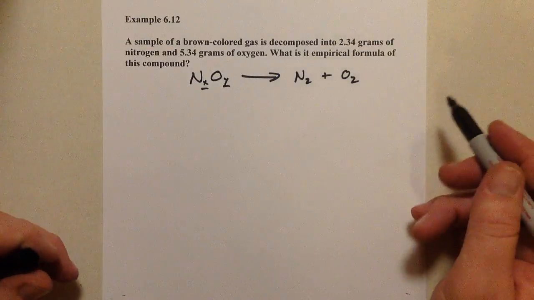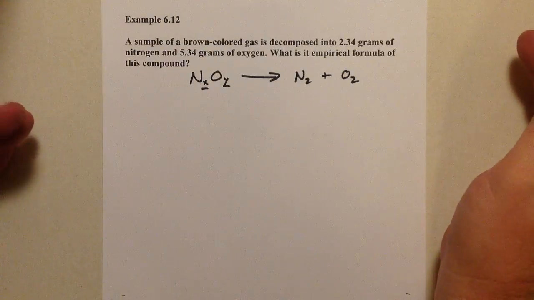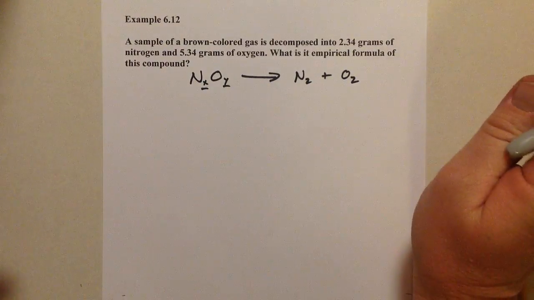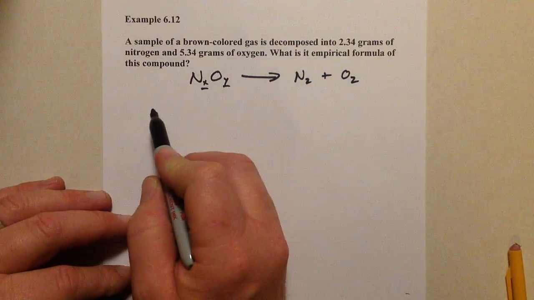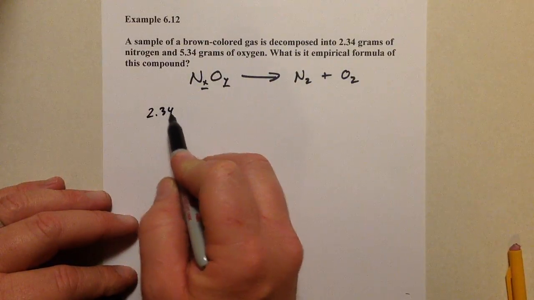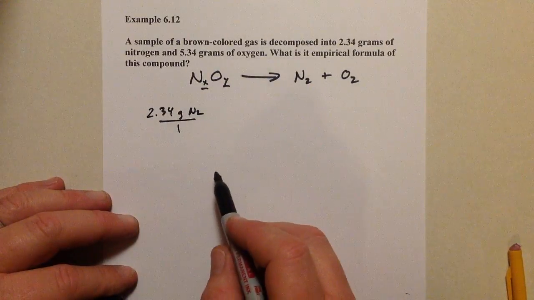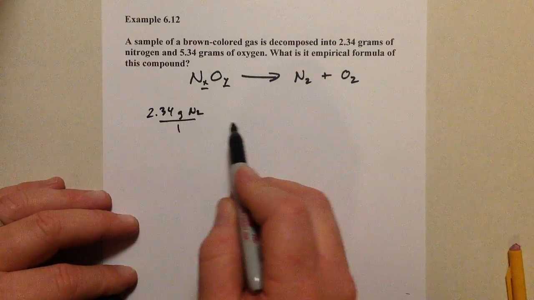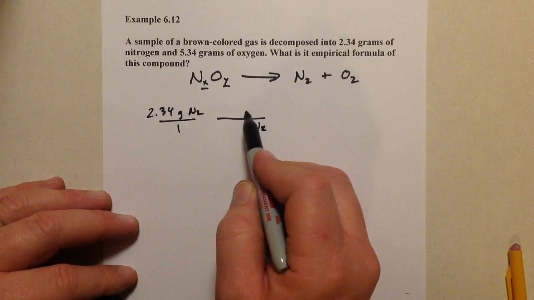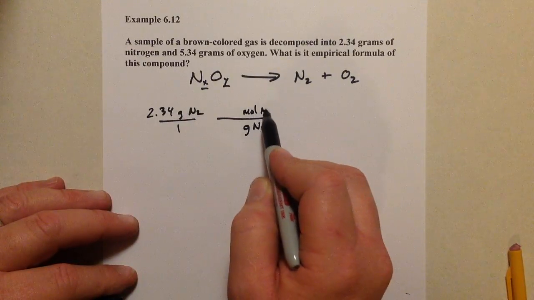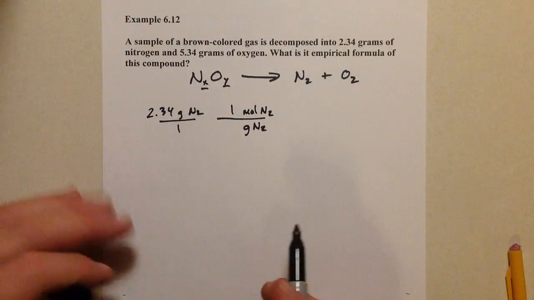Now, the first thing we see here is we got grams and grams. And again, the first thing you should say is, whoa, grams. I can't do anything with grams. So let's figure out just how we've done this before. How do we turn 2.34 grams of N2, put it over 1, into moles? Well, we want to get rid of grams, so we're going to put grams of N2 down here, and moles of N2 up here. We know this is going to be 1 mole.